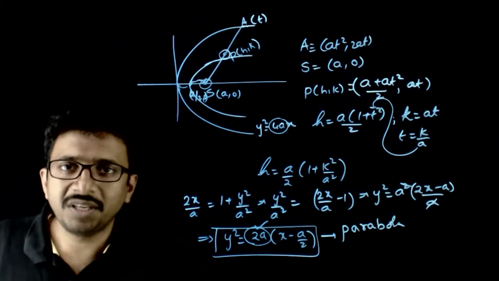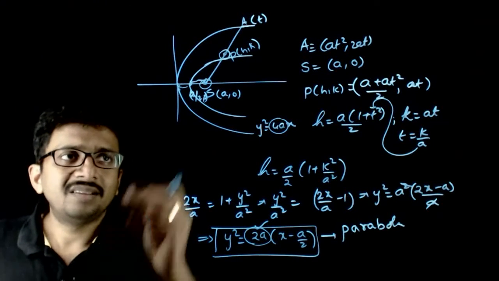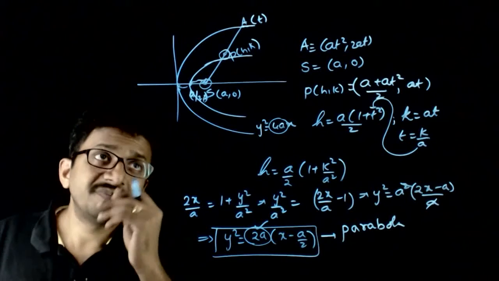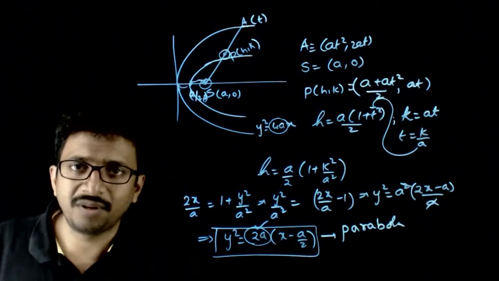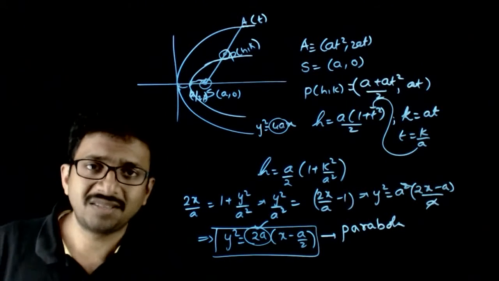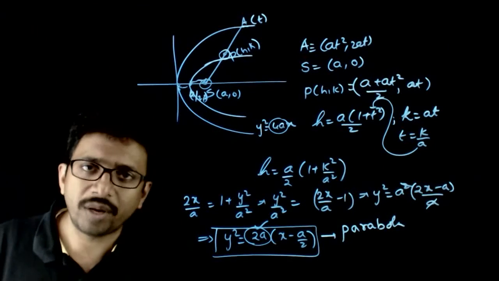So what are the properties of the locus parabola? The vertex is (a/2, 0), and the latus rectum is half of the original latus rectum. The focus is the same, and the directrix becomes the y-axis.